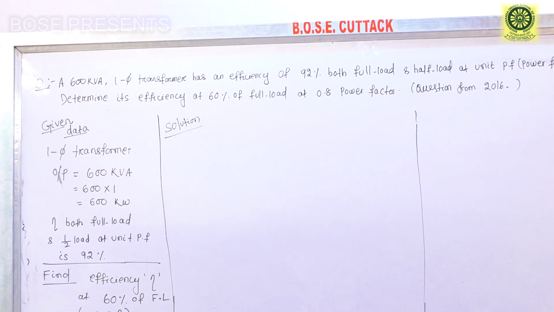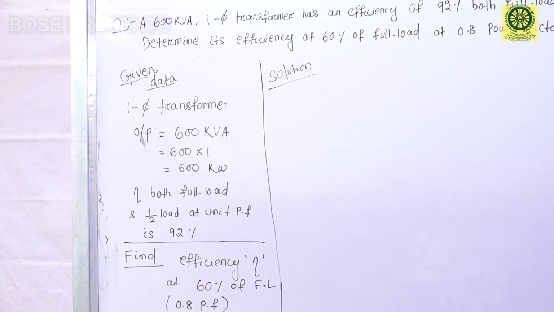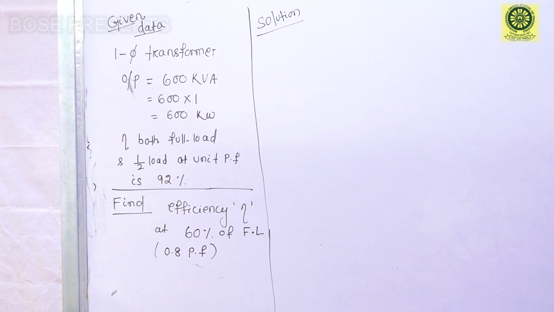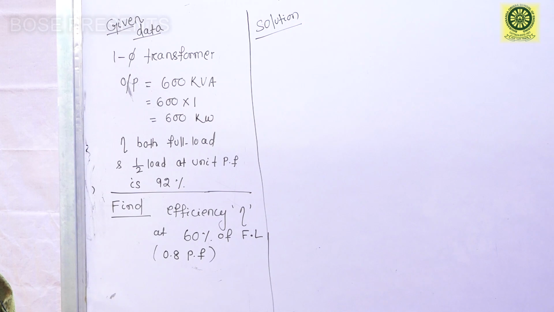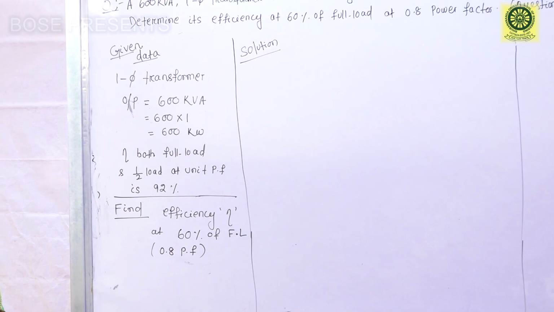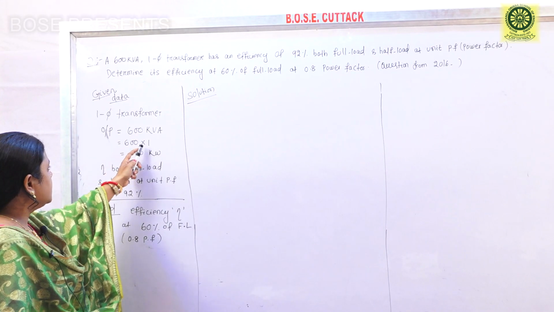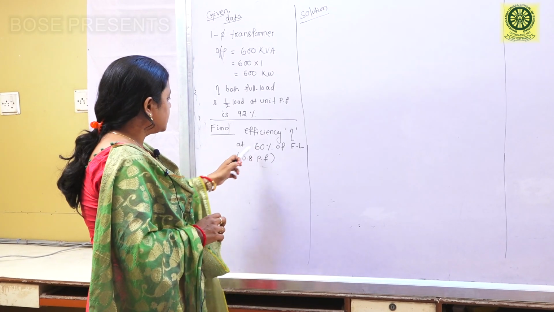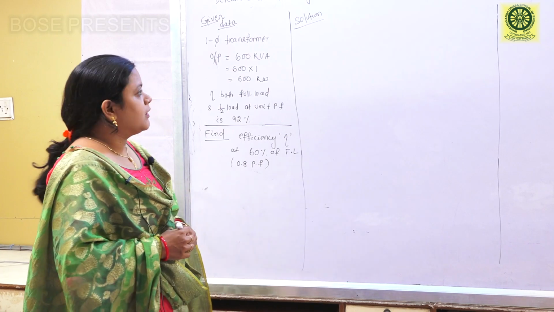Now see the given data here: a single phase transformer with output 600 kVA, and efficiency for both full load and half load is 92% and the power factor is unity. So here 600 kVA can be converted into kilowatt by multiplying by the power factor 1. So that becomes 600 into 1, that is 600 kilowatt. Now we have to find the efficiency at 60% of full load and for 0.8 power factor.